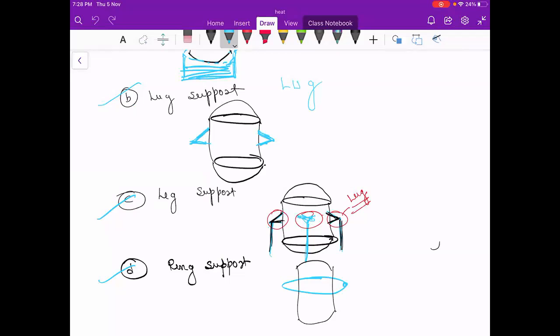See, this is not in the GATE syllabus. Okay, I'm just telling you regarding the interviews. This is very important from the interview point of view.